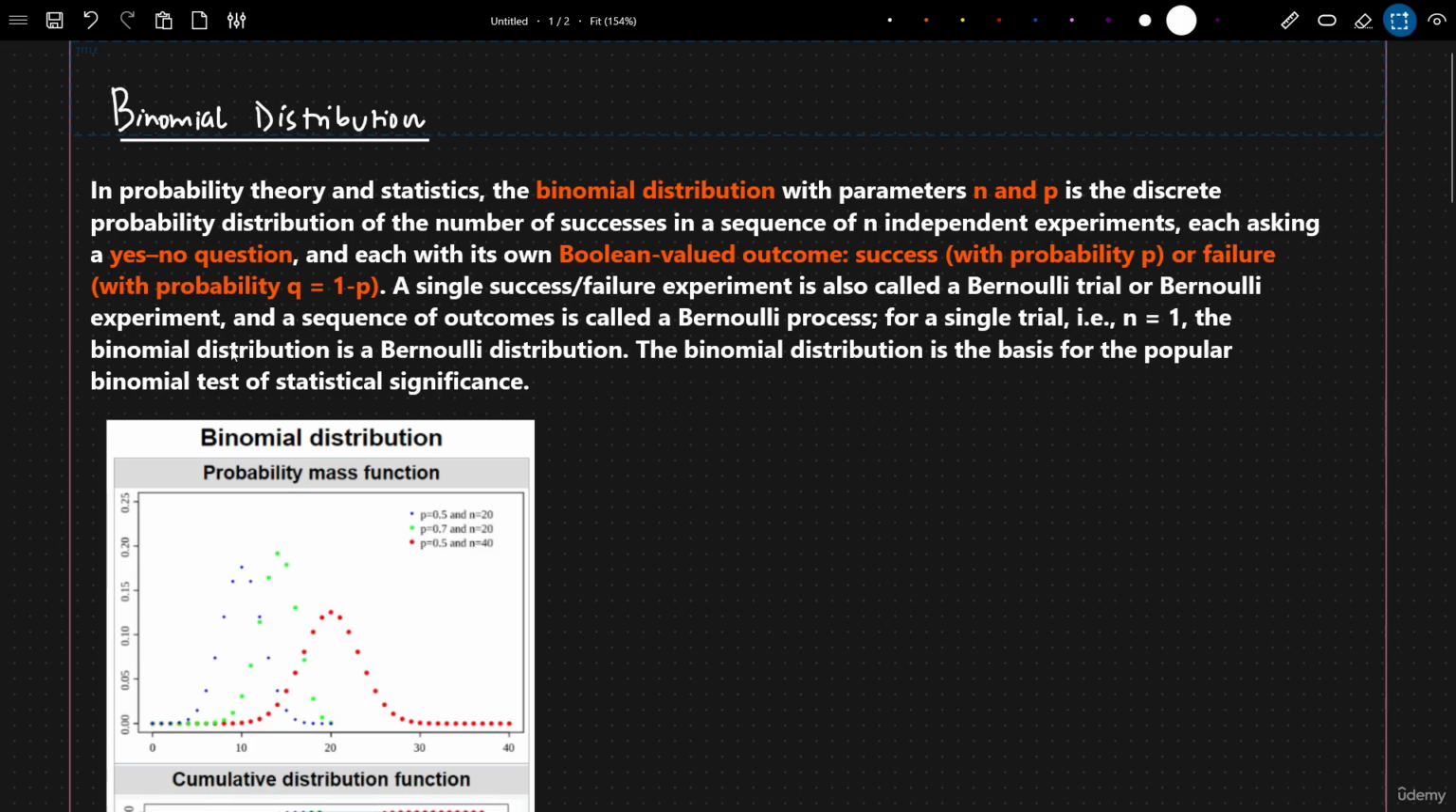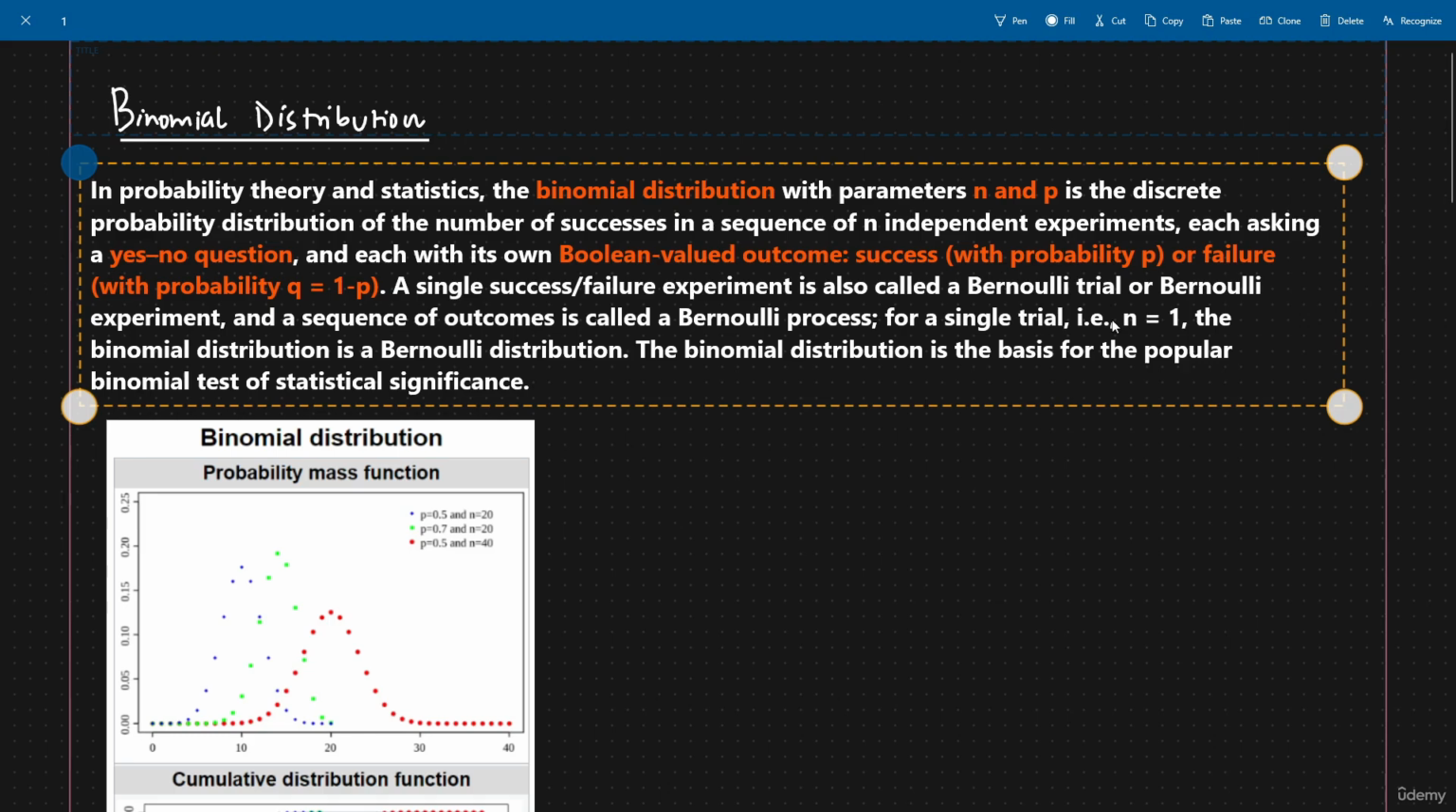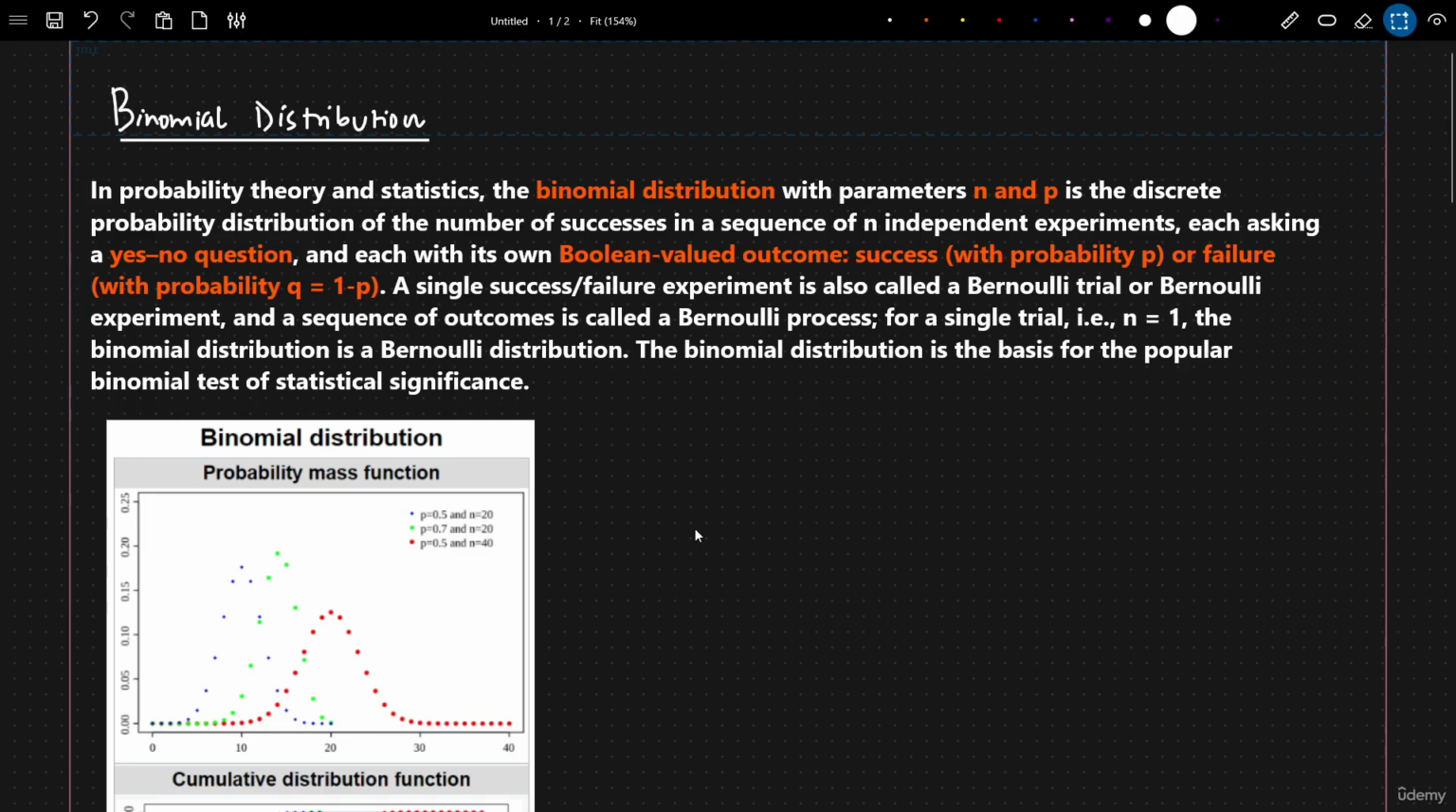For a single trial, that is n is equal to 1, the binomial distribution is a Bernoulli distribution. So binomial distribution is nothing but multiple Bernoulli distributions, with respect to the outcome, zeros and ones. In a simple way, I can define it as a group of Bernoulli distributions combined in sequence whose outcomes are either zeros or ones, and I can call that a binomial distribution.